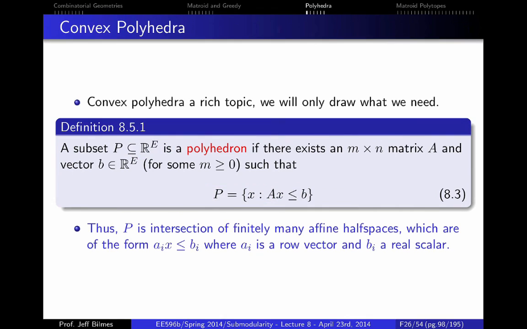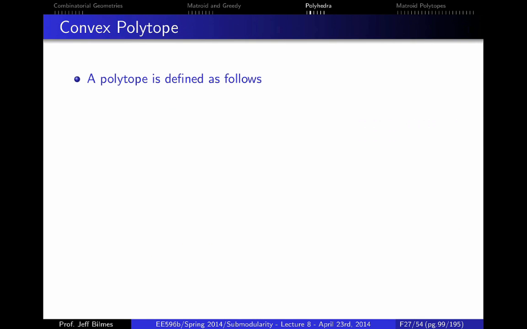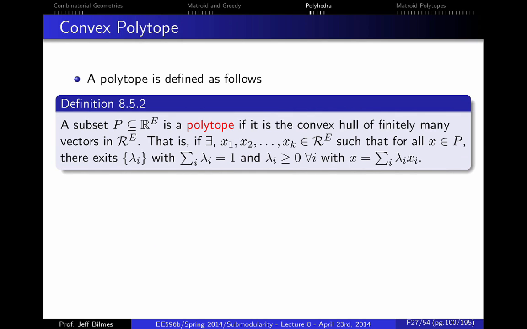So it's a polyhedron. And so therefore, we can say that the polyhedron is an intersection of finitely many half spaces, affine half spaces. Affine because b is not necessarily 0. And each half space corresponds to this inequality. Okay? And then a polytope is really defined as the convex hull of finitely many vectors. And so we're in R^E, and so we have essentially a bunch of vectors which can be represented as points, and we represent the convex hull of that. It's a convex region, and it's a convex polytope, and that's basically the definition of a polytope.